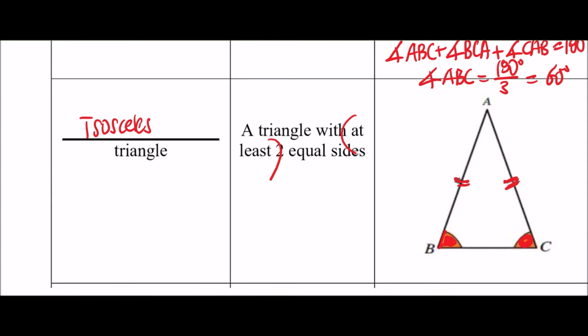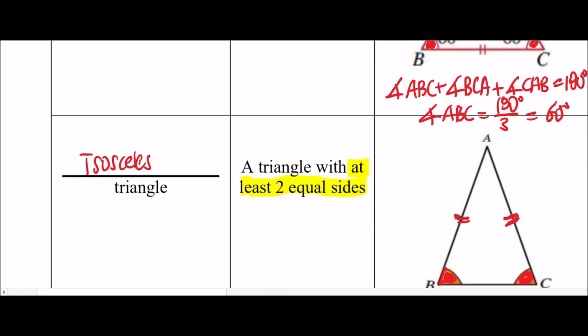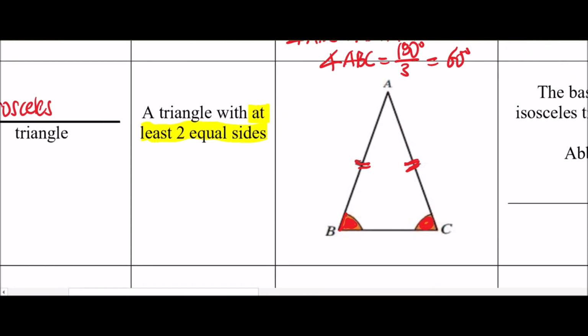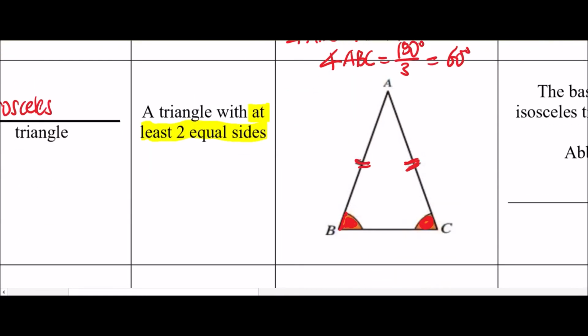Now, please check here. The definition says at least two equal sides. So does it include triangles with three equal sides? Yes, of course, because 3 is at least 2. So I can say that an equilateral triangle is a special case of an isosceles triangle. But usually when we refer to an isosceles triangle, we refer to this type, with 2 equal sides. If we have 3 equal sides, we will call it an equilateral triangle. So please don't get confused.